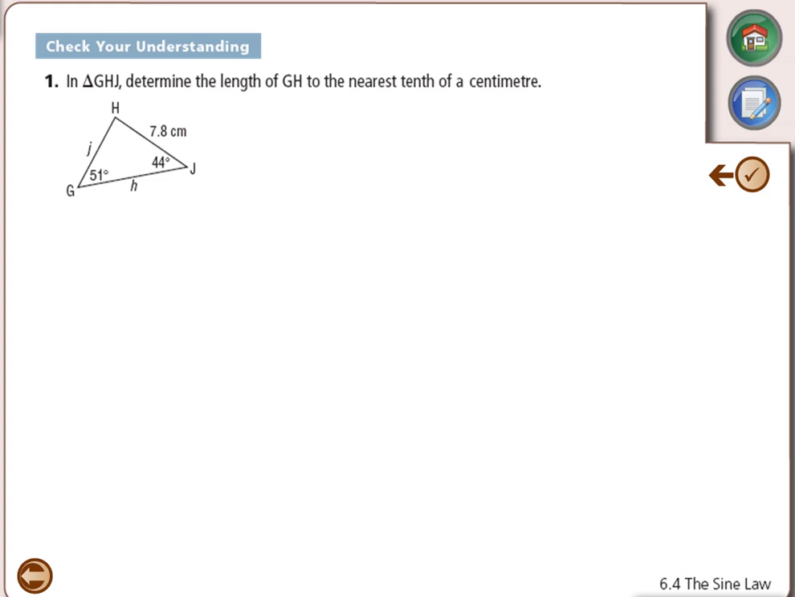Okay, so we've got this question here, number 1. We're looking to determine the length of GH. GH, that's right there. Notice what we have for information. We have an angle, then another angle, and then a side. Angle, angle, side. If you have angle, angle, side, we're using the sine law. Because there's a sine law, that must mean there's other laws. Yes, we're going to get to those.